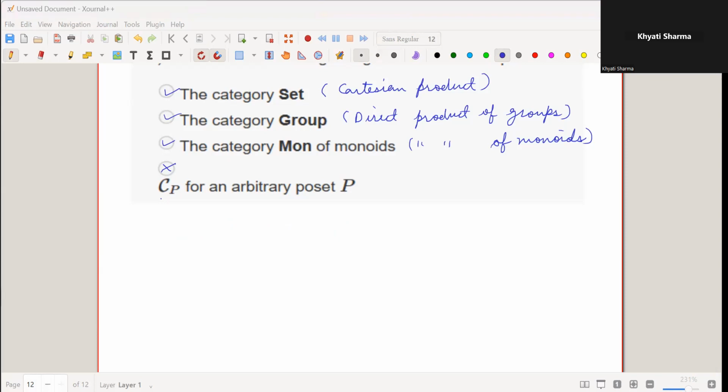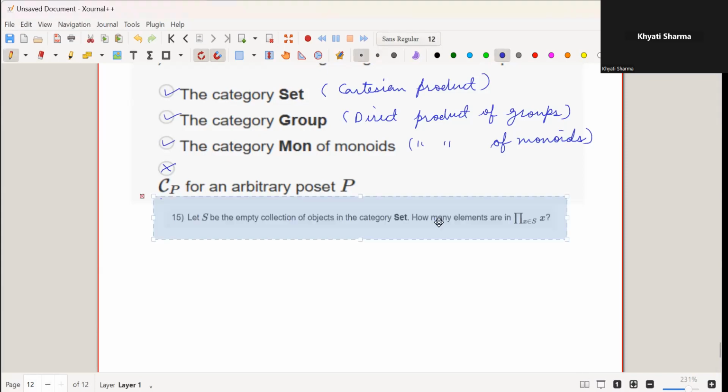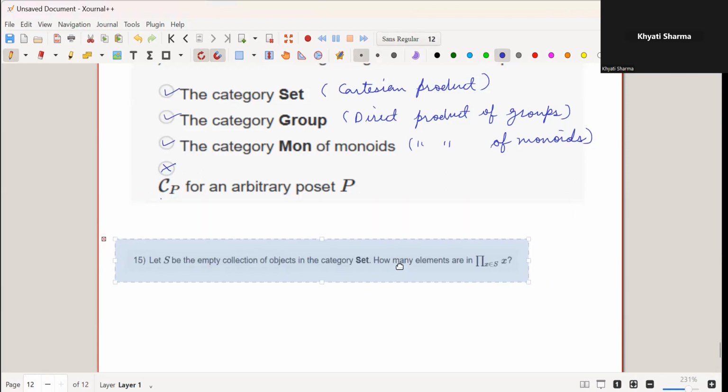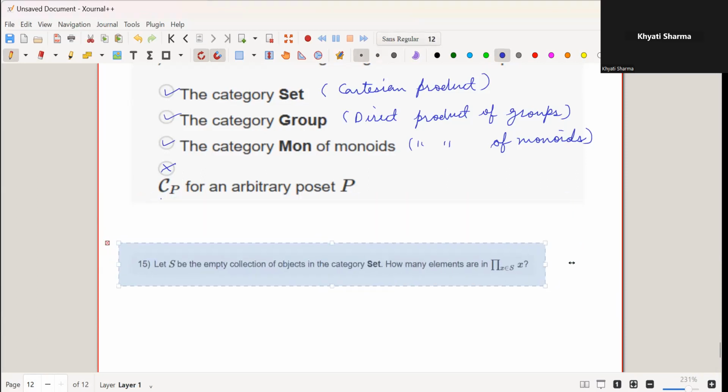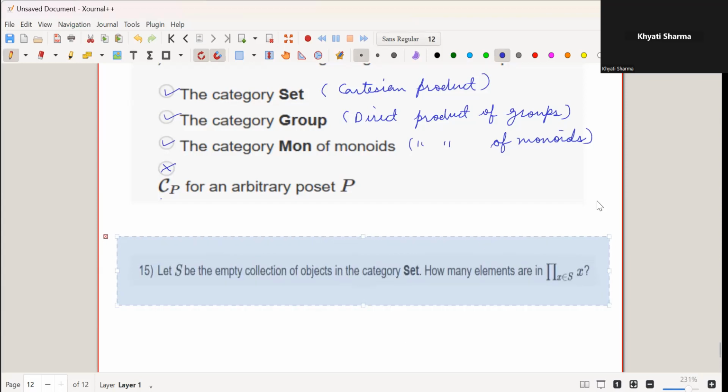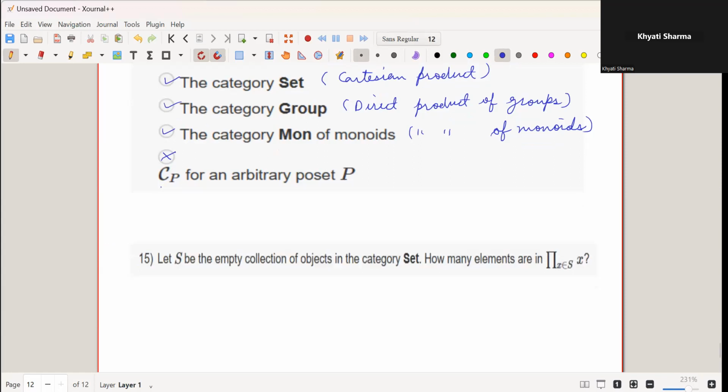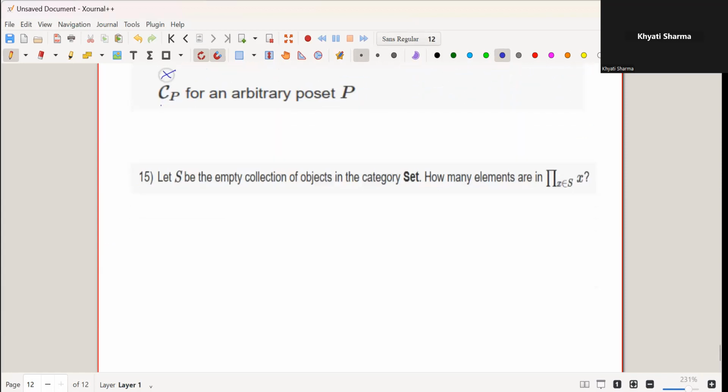Okay, so question number 15, I will quickly explain, and then we will stop the session here. It says, let S be the empty set of objects in the category Set. How many elements are there in the product of X?